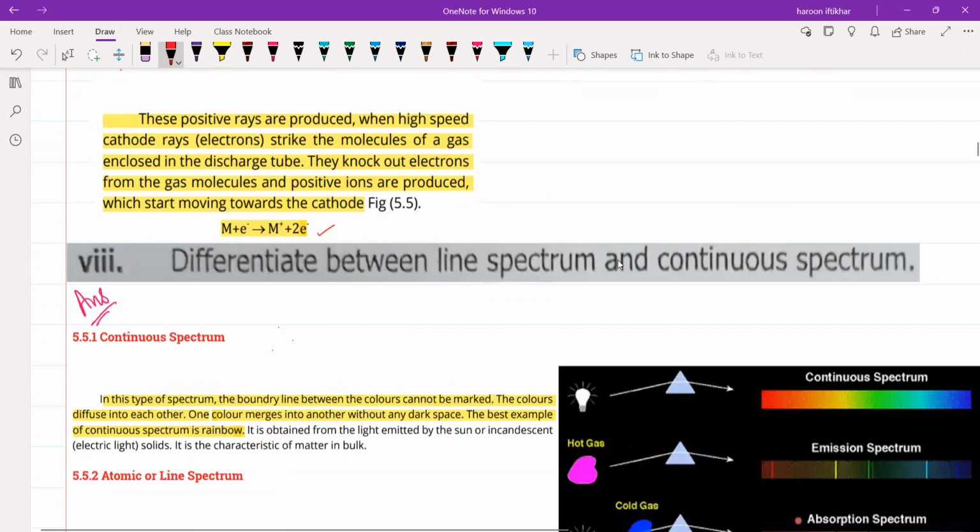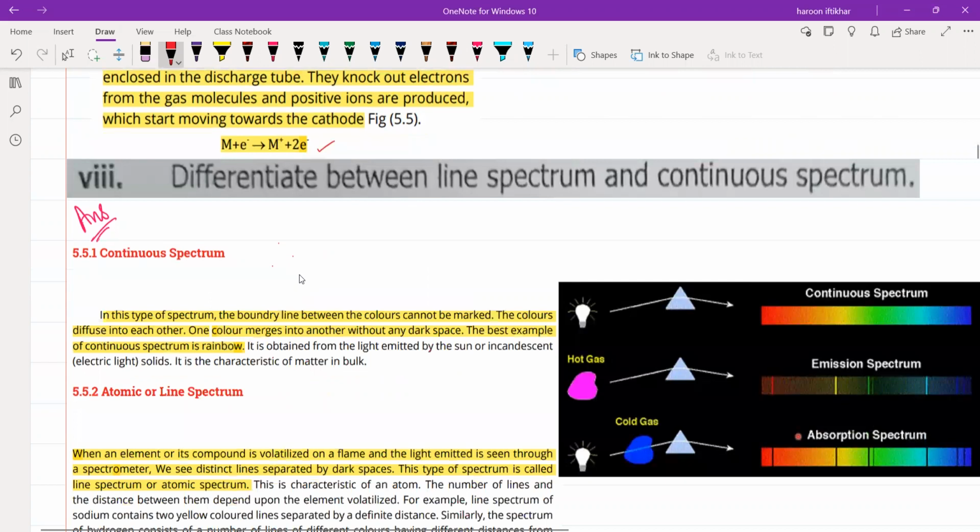Okay, differentiate between line spectrum and continuous spectrum. That's very easy. You can see in front of you.